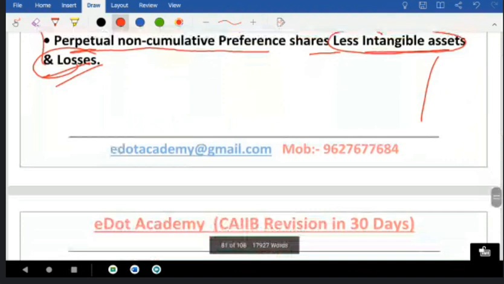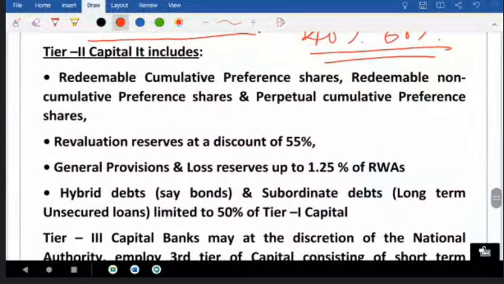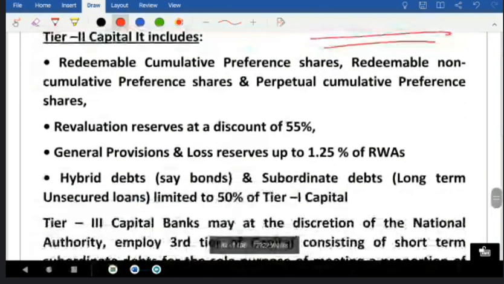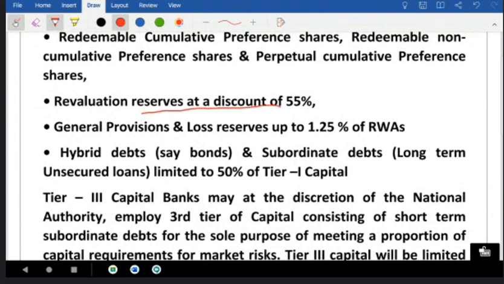Next, what are the main components of tier 2? So in tier 2 you can see redeemable cumulative preference shares, redeemable non-cumulative preference shares, and perpetual cumulative preference shares. And revaluation reserve at a discount of 55% is a very important point. Whatever assets we have in our balance sheet, if you are revaluing them, you have to take only 55% of that. General provisions and loss reserve up to 1.25% of RWAs.